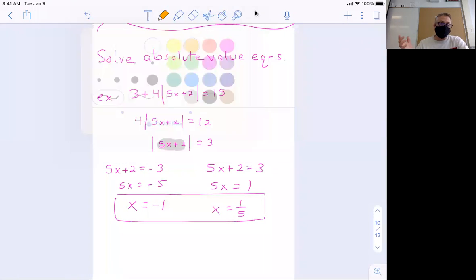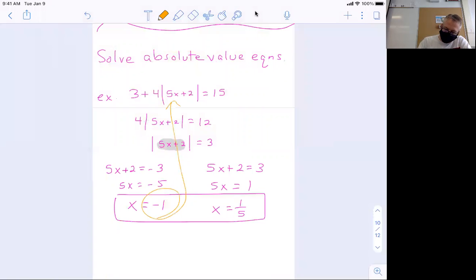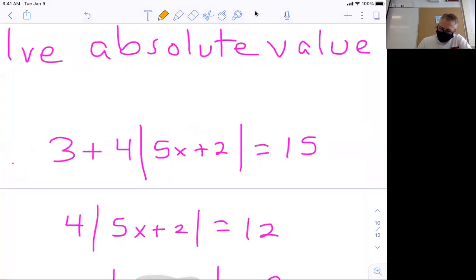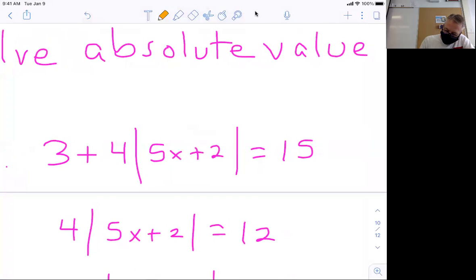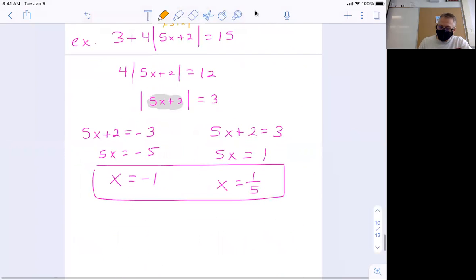All right, but let's check our answers, of course. So let's take -1 and plug it in there. So if I'm plugging -1, that's going to be -5 plus 2. The absolute value of that is going to be +3, right? Because the absolute value of -3 will be 3. 4 times 3 is 12. Add the 3, I get 15. It checks out. Okay, so -1 is good.